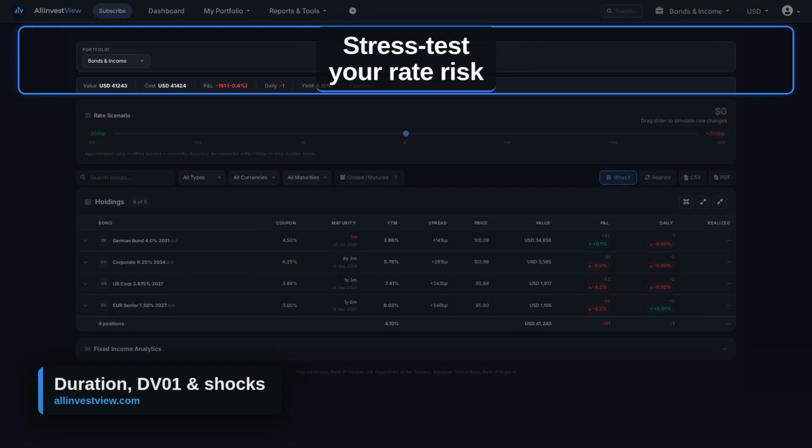For rate risk, duration is the headline. A duration of 5 means roughly a 5% price drop if yields rise 1%. DV01 puts that in money, what your book gains or loses per single basis point. And the rate scenario slider lets you shock the whole portfolio, up or down, and watch the impact live.